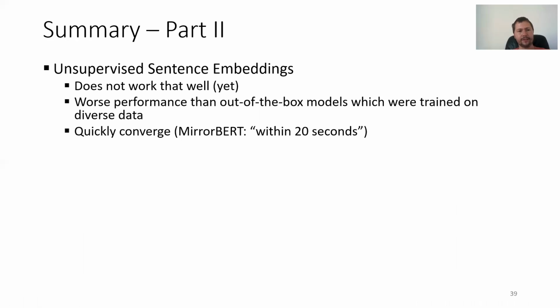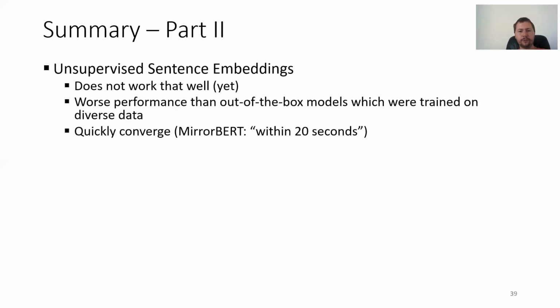Okay, this summary about the second part. Unsupervised sentence embeddings does not work that well yet. It has often worse performance than out-of-the-box models, which were trained on diverse data. And also they quickly converge.